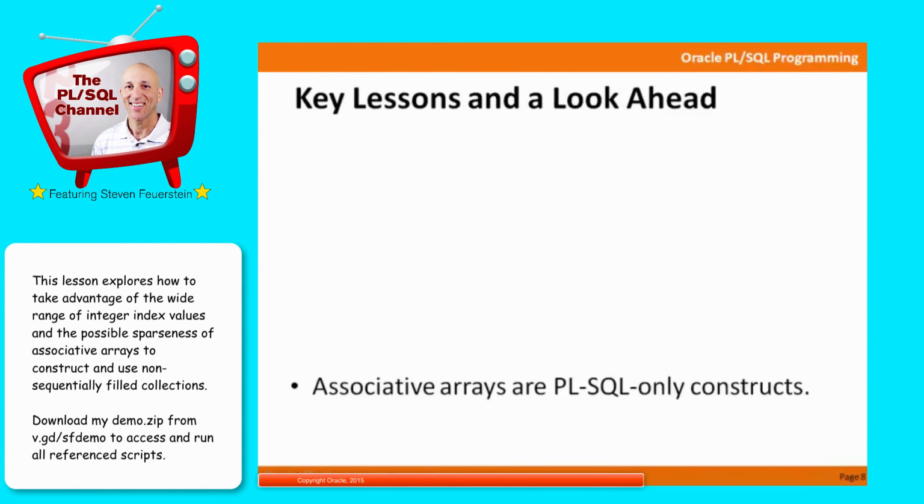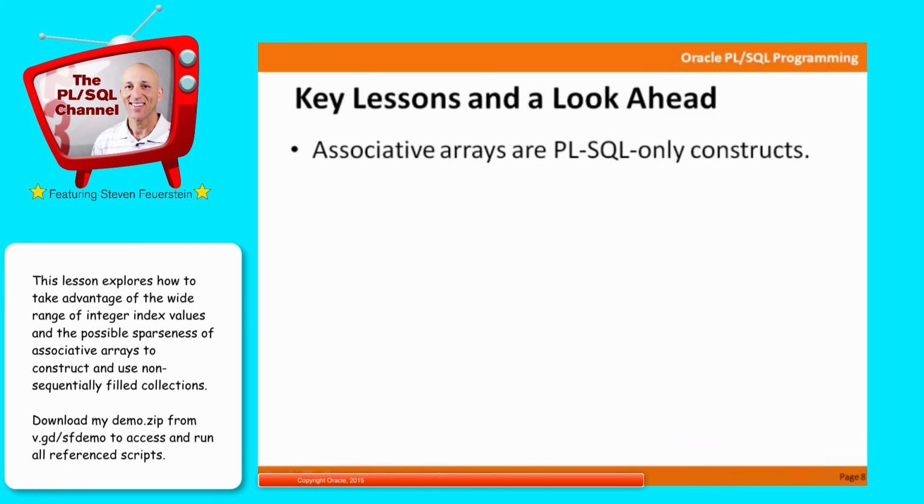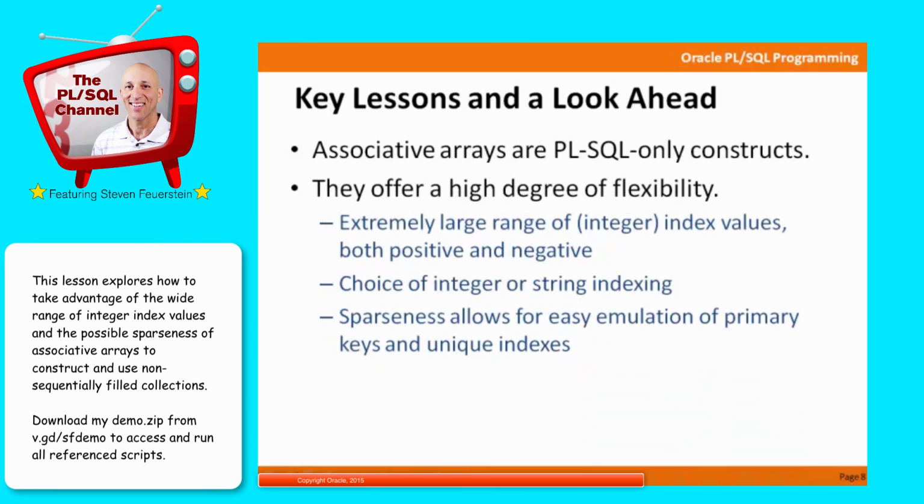So key lessons and a look ahead. Now remember that associative arrays are PL/SQL only constructs. They can only be used in PL/SQL blocks, but partially because of that, they have a lot of flexibility that's not available to nested tables and VARRAYs. You have an extremely large range of values that you can use, both positive and negative. You can choose integer or string indexing. And collections can be sparse. Associative arrays can be sparse, which means that you can easily emulate primary key and unique indexes, construct different ways of getting at the same data in that core collection, and get an incredible boost in performance.